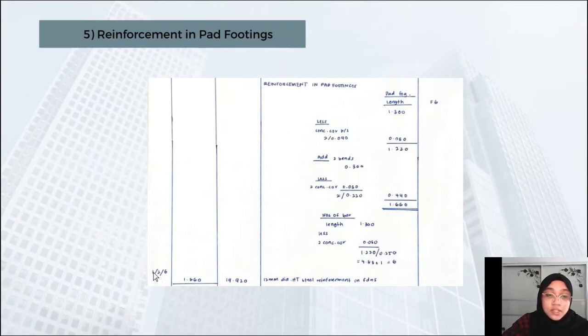So the next one is we have times 1 because 1 column, and then 2 because 2 bars, and then times 6 because the number of bars is 6. So we got 19.92. So this one is 12 mm diameter steel reinforcement in the foundation.